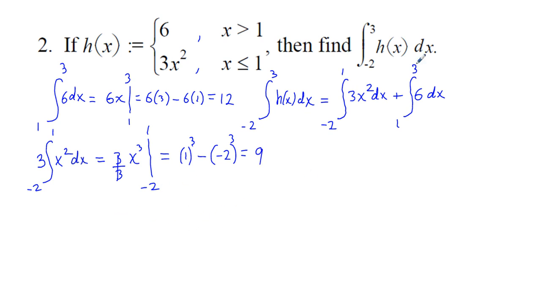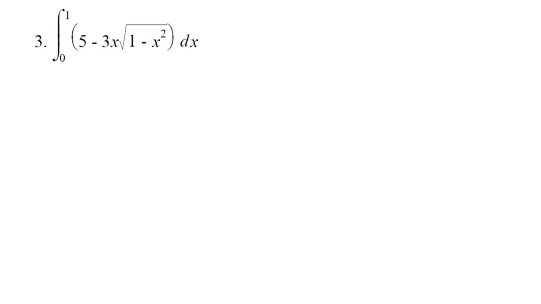So we will make a concluding statement: the integral from -2 to 3 of h of x dx equals 12 plus 9, which equals 21. And so there we have it. Next, problem 3: the integral from 0 to 1 of quantity 5 minus 3x times quantity square root of 1 minus x squared dx.